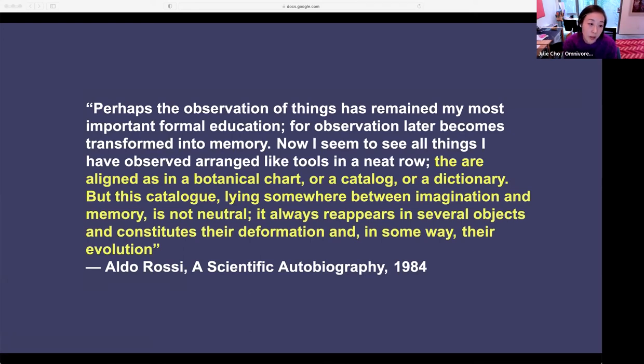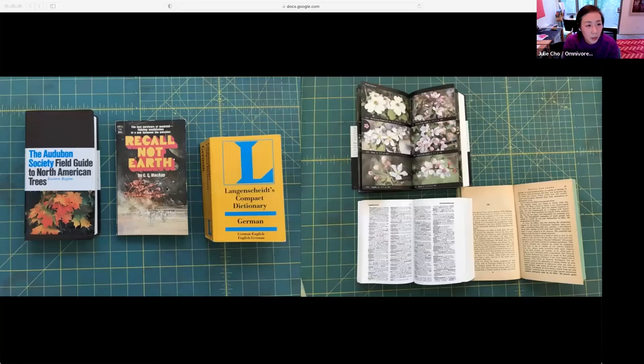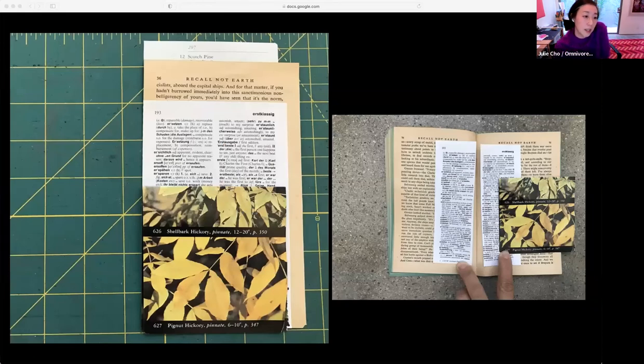It always reappears in several objects and constitutes their deformation and in some ways their evolution. How can we take existing typologies of books that we often recognize, a nature field guide with its glossy black photos, a pulp fiction novel with its single text block and soft paper, a dictionary with distinct grid structures and typographic detail, become multiple reading spaces within a spread? This idea was floating through our brains, looking for a place to land in a future book.